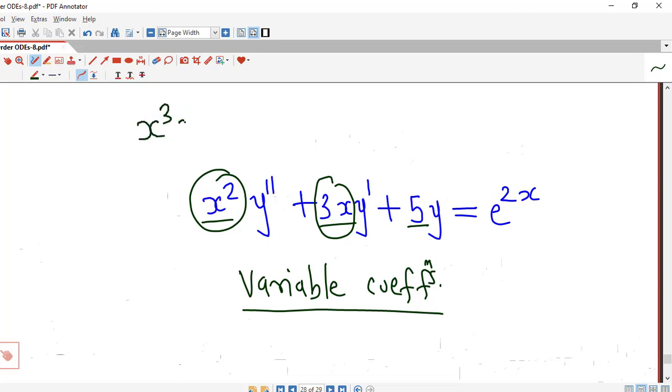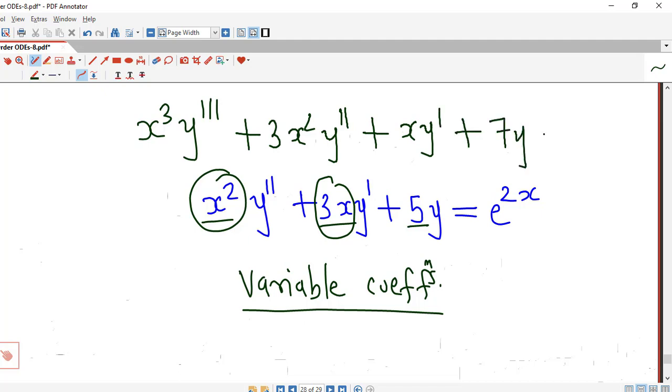Similarly, suppose I consider this equation: x cube y triple dash plus 3x square y double dash plus x into y dash plus 7y equal to 0. So this is also a differential equation with variable coefficients. We cannot apply the earlier methods to this type of equation with variable coefficients.